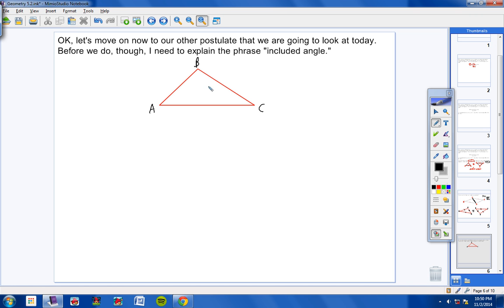Now, what does the phrase included angle mean? Well, it means this. Please watch this carefully. See this side right here? See this side here? If I ask you what is the included angle between this side here and this side here, you would say this angle here. And that's so obvious because this is the angle here that is between these 2 sides. So we call this the included angle between AC and AB. Okay?